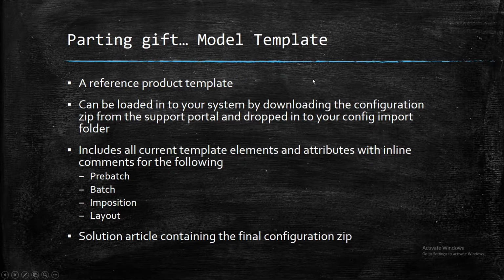And what it is going to include is all of the current templates and the template elements and the attributes with inline comments for all of these different attributes throughout the templates. So the idea here is going to be that you can keep this model template or product loaded in your system, and as you're building your own product templates, if you don't remember exactly what the structure of a pre-batch definition is, or you don't remember where the related content element fits within a pre-batch definition, or you're not quite sure how variable layouts were structured or what the various attributes were that you can use for variable layouts, that's where this model template's going to come into play.